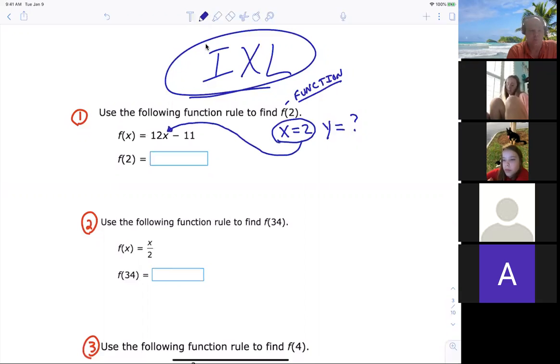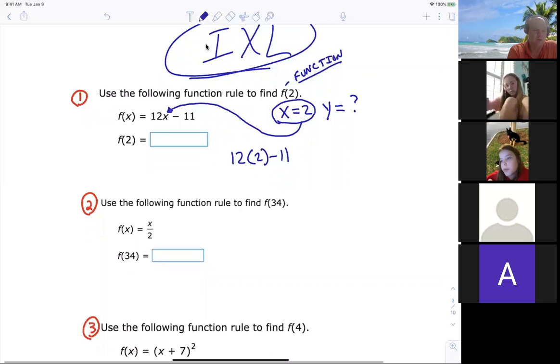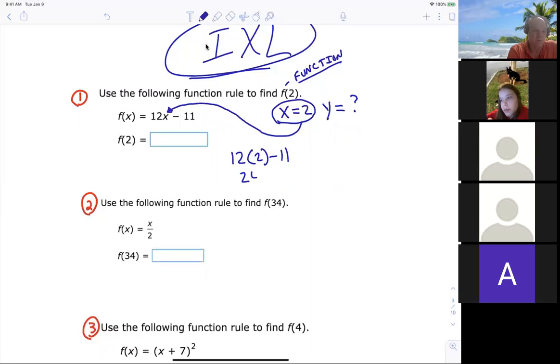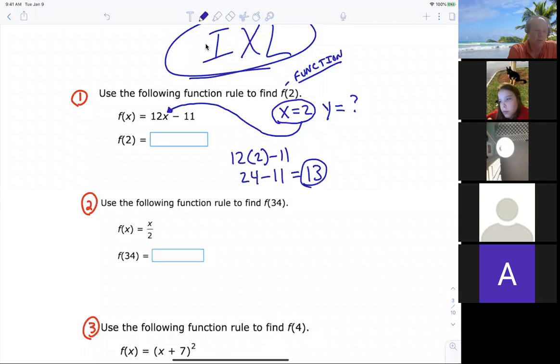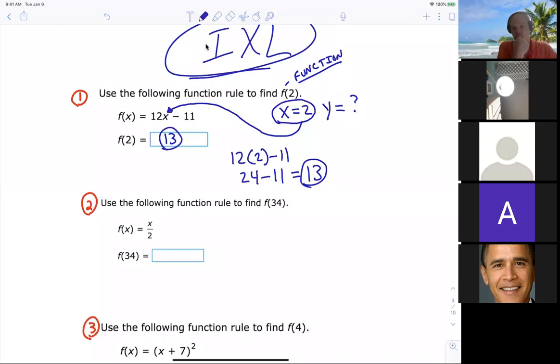So would it be 12 times 2 minus 11? Yes. What's 12 times 2? 24. Minus 11? The answer would be 13. The answer is 13 because you do the arithmetic, okay? Is X always going to be 2, or is it just in this situation? No, it's just in this situation.